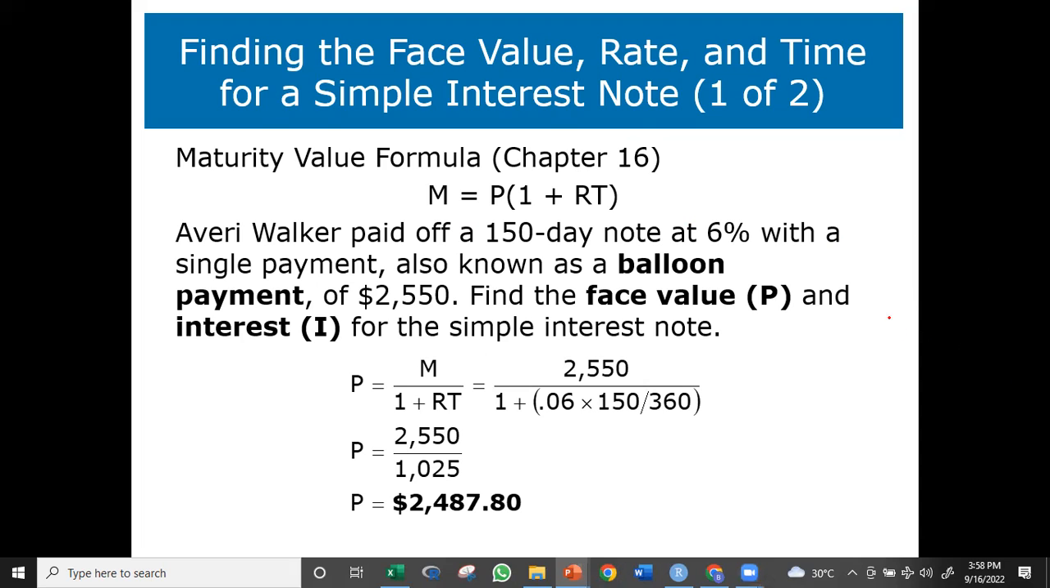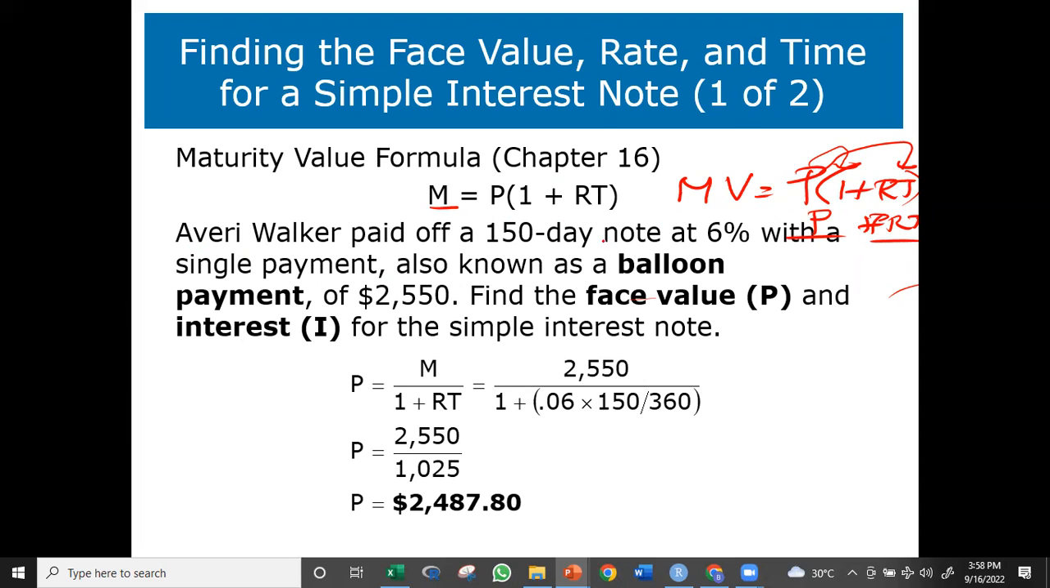The maturity value is equal to the principal times 1 plus RT. This is what we discussed last time. If we distribute the P here, this becomes P plus PRT. So this is just the principal plus the interest, which is your maturity value.